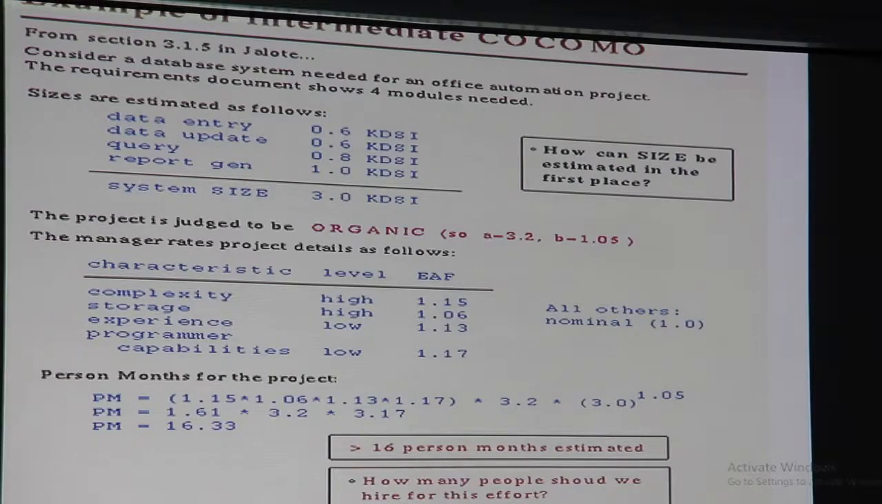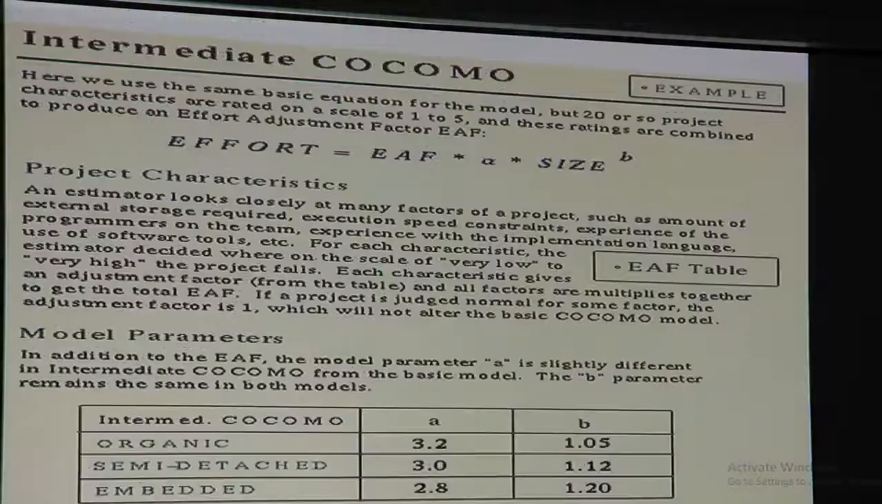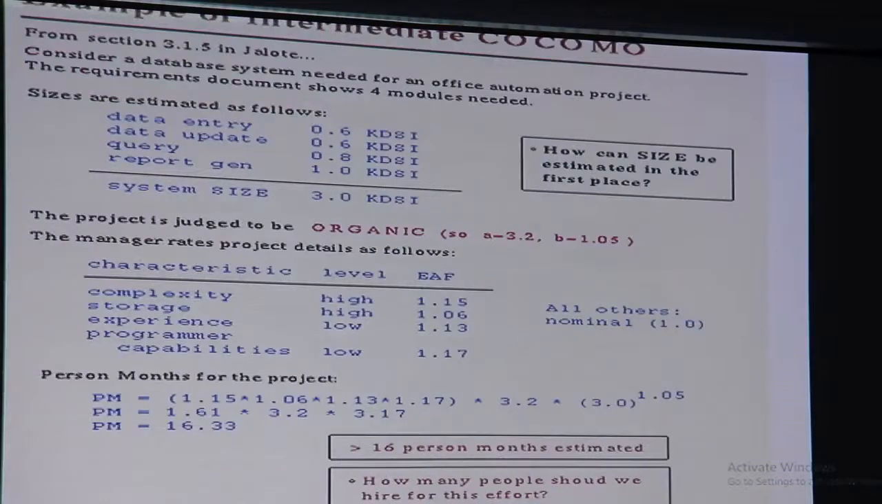Just to give you a feel, the table below gives us the intermediate COCOMO A and B values. For organic, A is 3.2 and B is 1.05. So that's where the project is judged to be organic: A is 3.2 and B is equal to 1.05. Now the manager rates the project details as follows. When you solve numericals in an examination, typically these characteristics would be given to you.